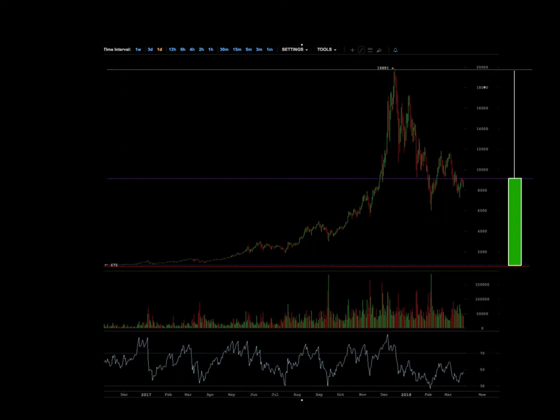Color that box green when the open is below the close, red when the open is above the close. Use a line, no color, when the open equals the close. It's a doji. If the open equals the high, it's a dragonfly doji. And if the open equals the low, it's a tombstone doji.